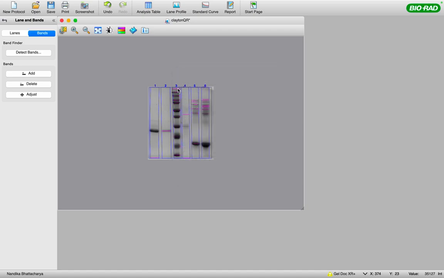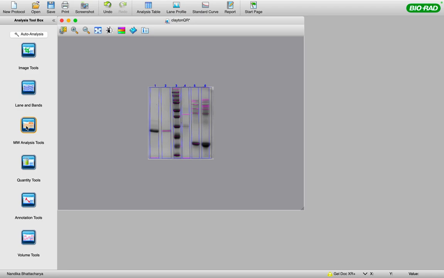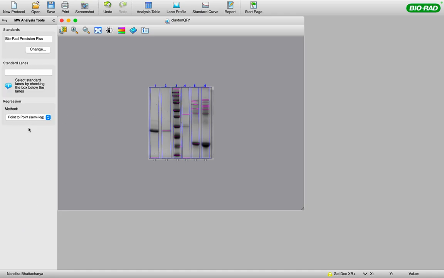Automatically it has found which are the bands in our ladder and which are the bands in our sample. Now, like I mentioned, we want to analyze what the molecular weight of this protein can be. So we'll use what is called the molecular weight analysis tool.